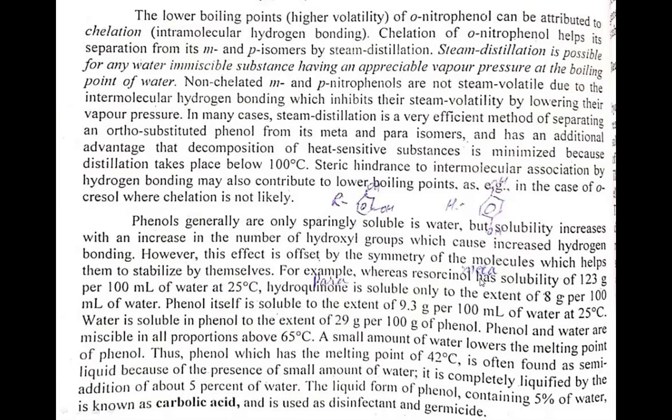Resorcinol has a solubility of 123 gram per 100 ml of water at 25 degree centigrade. Resorcinol is meta-dihydroxybenzene, where two OH groups are present at the meta position. So 123 gram per 100 ml of water at 25 degree centigrade, it is soluble.